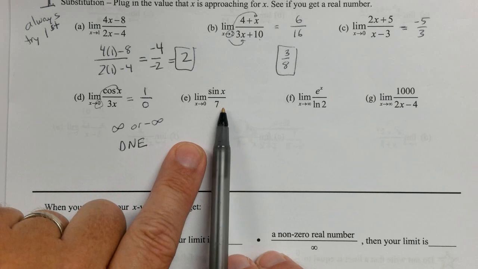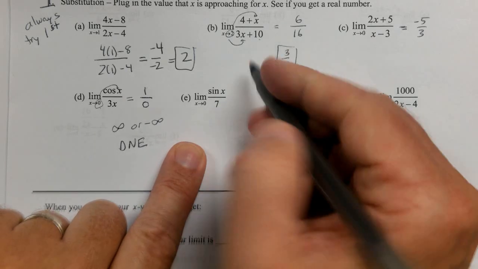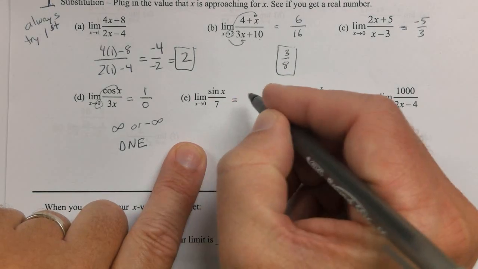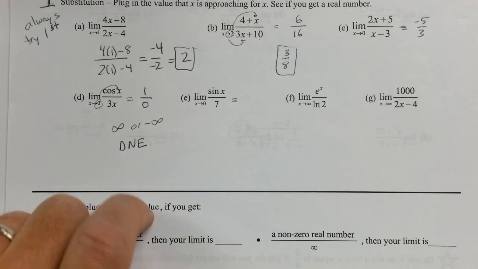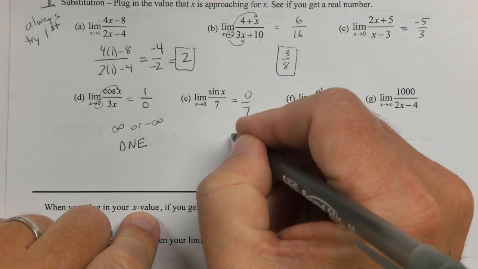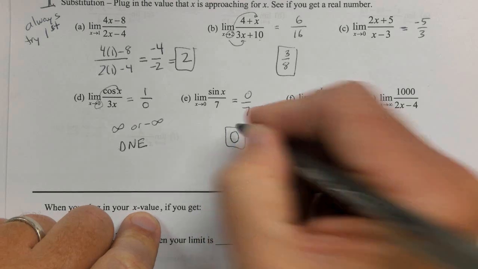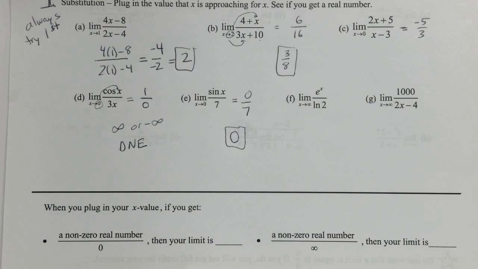Let's try another one with 0. Because the sine of 0 is 0. And 0 divided by 7 is just 0. So that's fine. 0 is an okay answer.